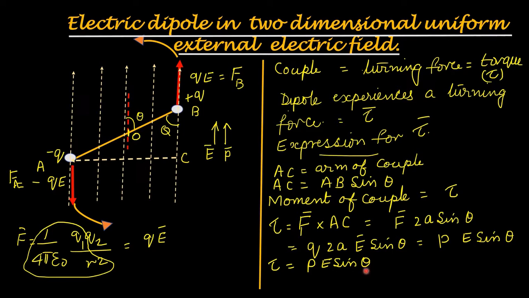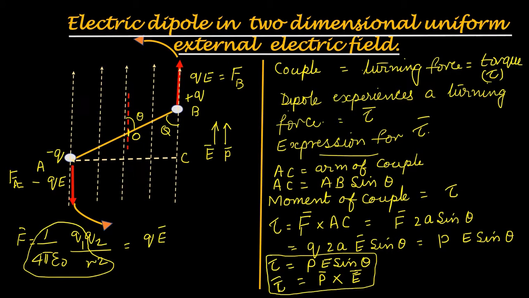How can we write it in the vector form? P is a vector. So also E is a vector. So torque also is vector. So we have to find the cross product of P and E. So the vector form is torque vector is equal to P vector cross E vector. So these are the expressions for torque.